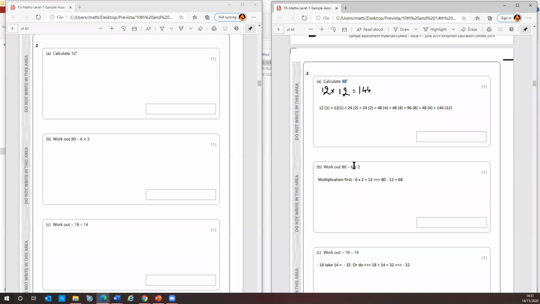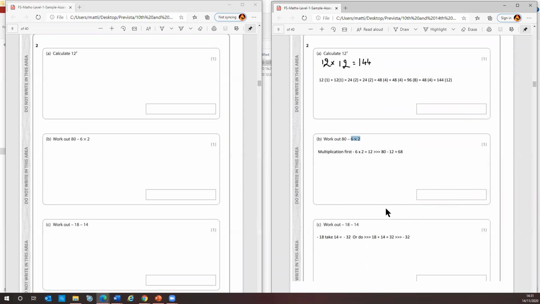Remember your order of operations here. Multiplication comes first. 6 times 2 equals 12. You can then take 80, take away 12, which gives you 68. So if you see a sum like that, please remember multiplication must come first.